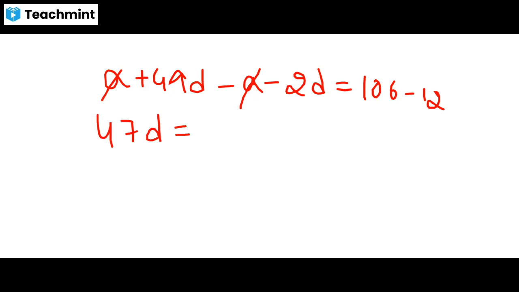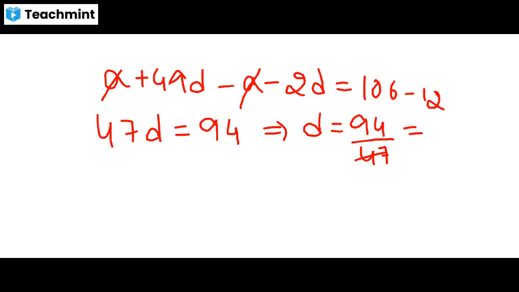Now 106 minus 12 is 94, miss. 94. Now what is the D value? 94 by 47, what do you get? 47 twos are 94. Very good. So the D value you got is 2.